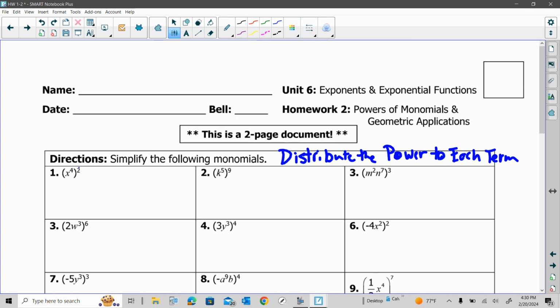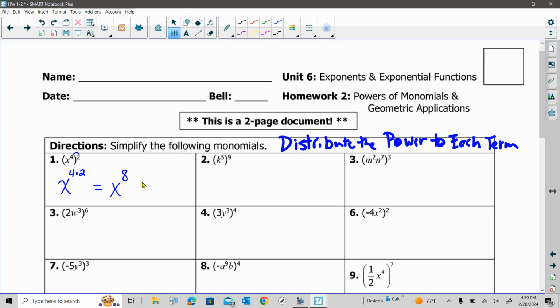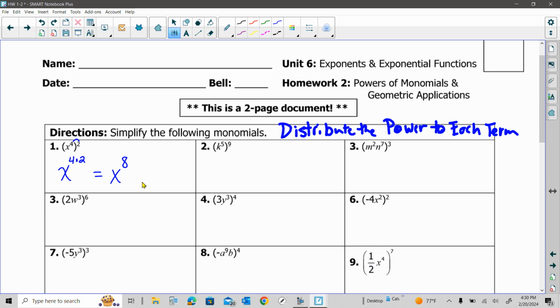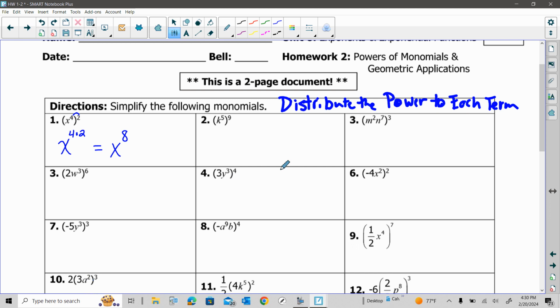So here I'm distributing to this 2 to the 4. And whenever we distribute a power to a power, we end up multiplying those exponents together. So x to the 8. Most of you had added that already. It's when you have now a number, a coefficient, like number 4 here, we have to distribute to each term. So this 3 is now going to have a power 4. And this y to the 3rd power now gets multiplied by that 4.